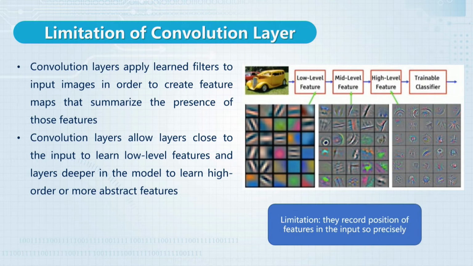A limitation of the feature map output of convolution layers is that they record the precise position of features in the input. This means that small movements in the position of the feature in the input image will result in a different feature map. This can happen with recropping, rotation, shifting, and other minor changes to the input image. A common approach to addressing this problem from signal processing is called downsampling.